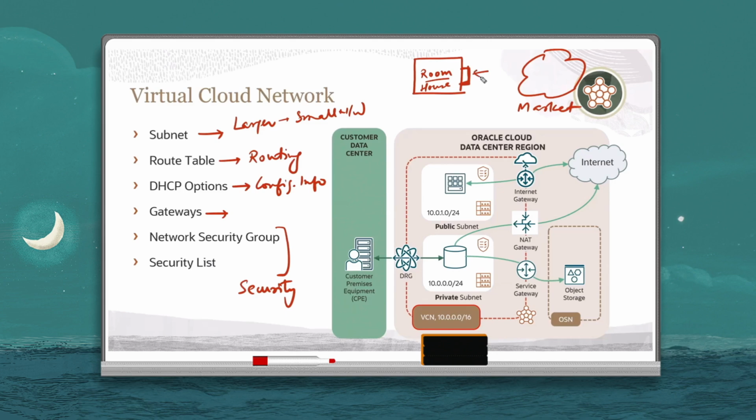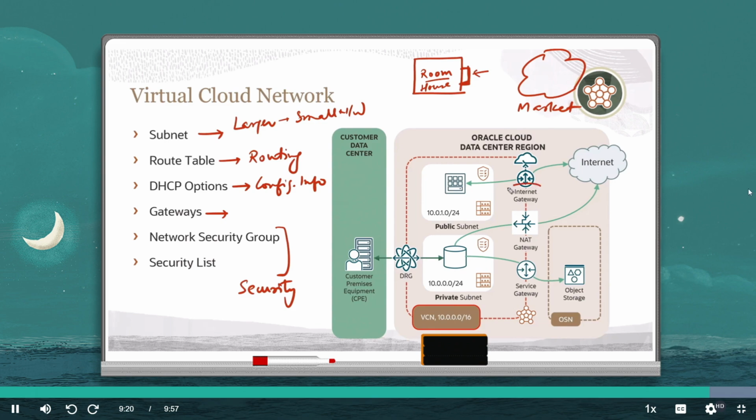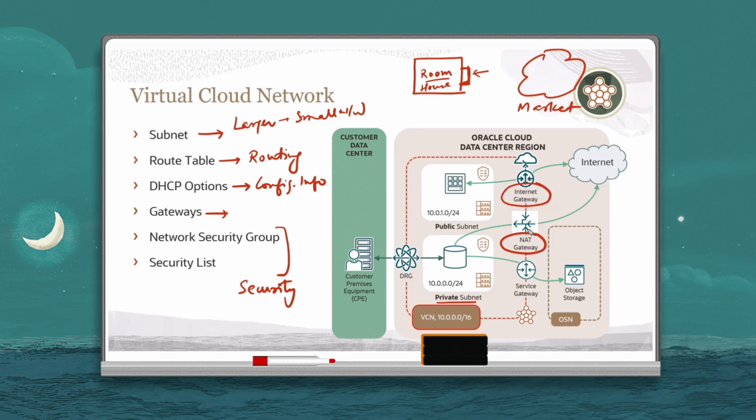Similarly, this VCN also has different types of gates. If you want to go to the internet, you go to the internet gateway. For instances in the private subnet, we have another special type of gateway, which is known as NAT gateway. And in case you are communicating with Oracle Services Network, services like object storage, then typically you would take help of service gateway. We'll look at each of these options in detail in the upcoming lessons.